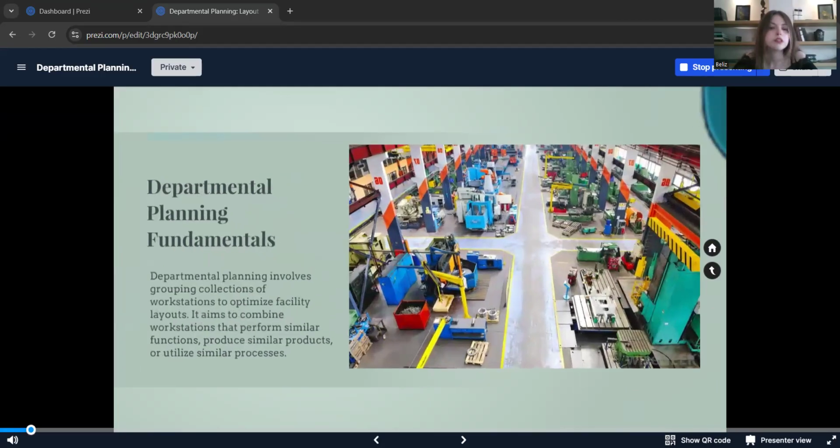Departmental planning means grouping collections of workstations to optimize the facility layout. We combine workstations that perform similar functions, produce similar products, or use similar processes. The goal is smoother flow and lower cost.